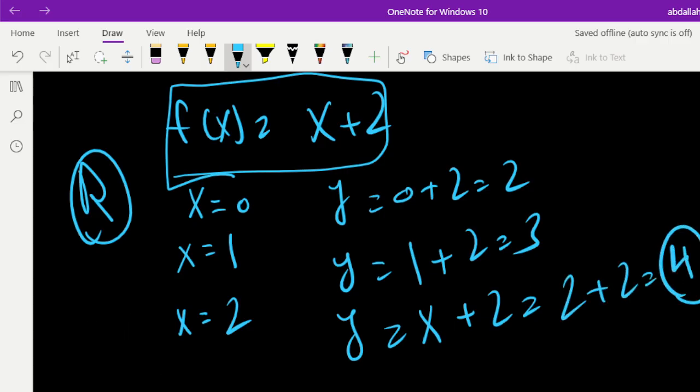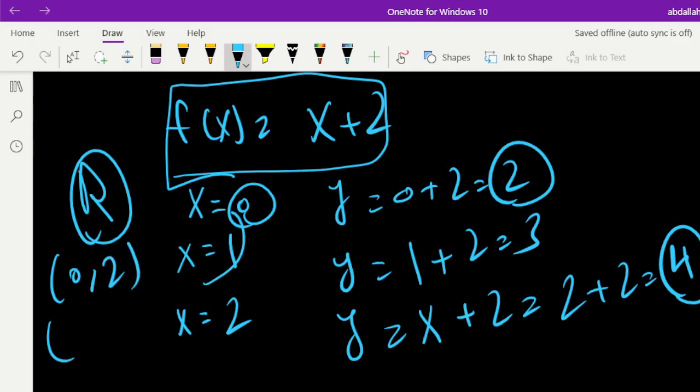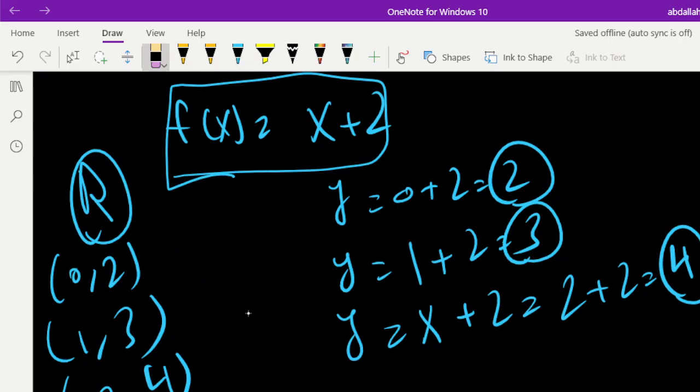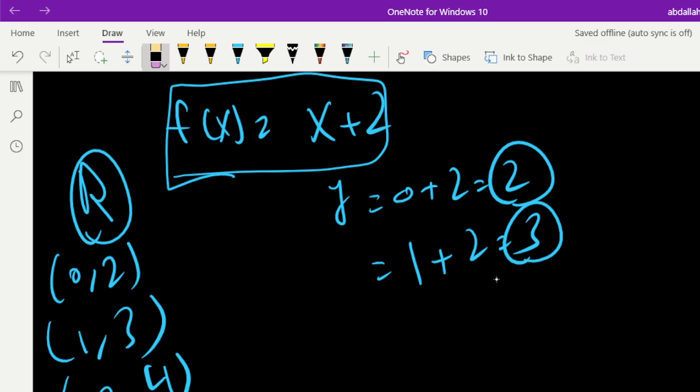So our 3 pairs are (0, 2), this is the first; second, (1, 3); and (2, 4). We have 3 pairs here to represent this function. Let me erase this, and then start to represent this function.